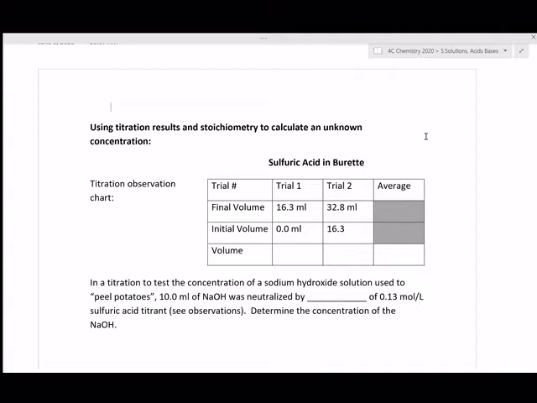But prior to doing that, we must put an indicator in that'll change color, and that's going to tell us when our mystery solution has changed from either a base to an acid or an acid to a base, and that is when it has become neutral. And the color change is called the end point.